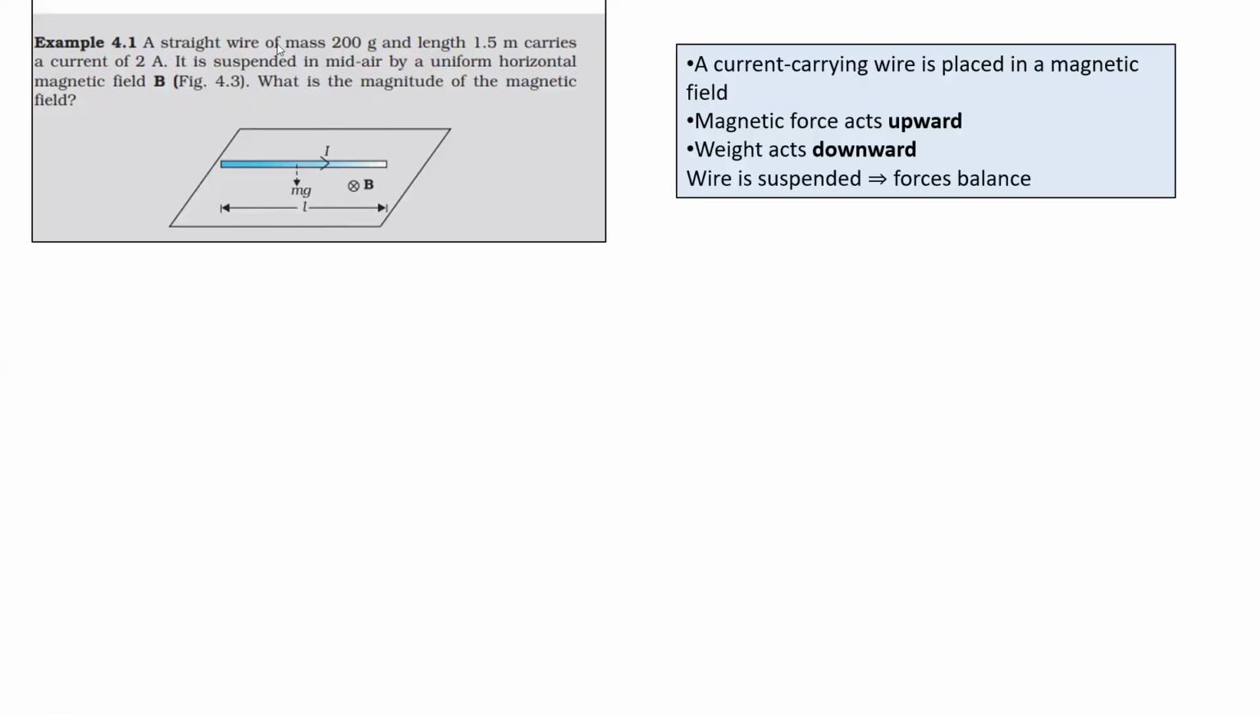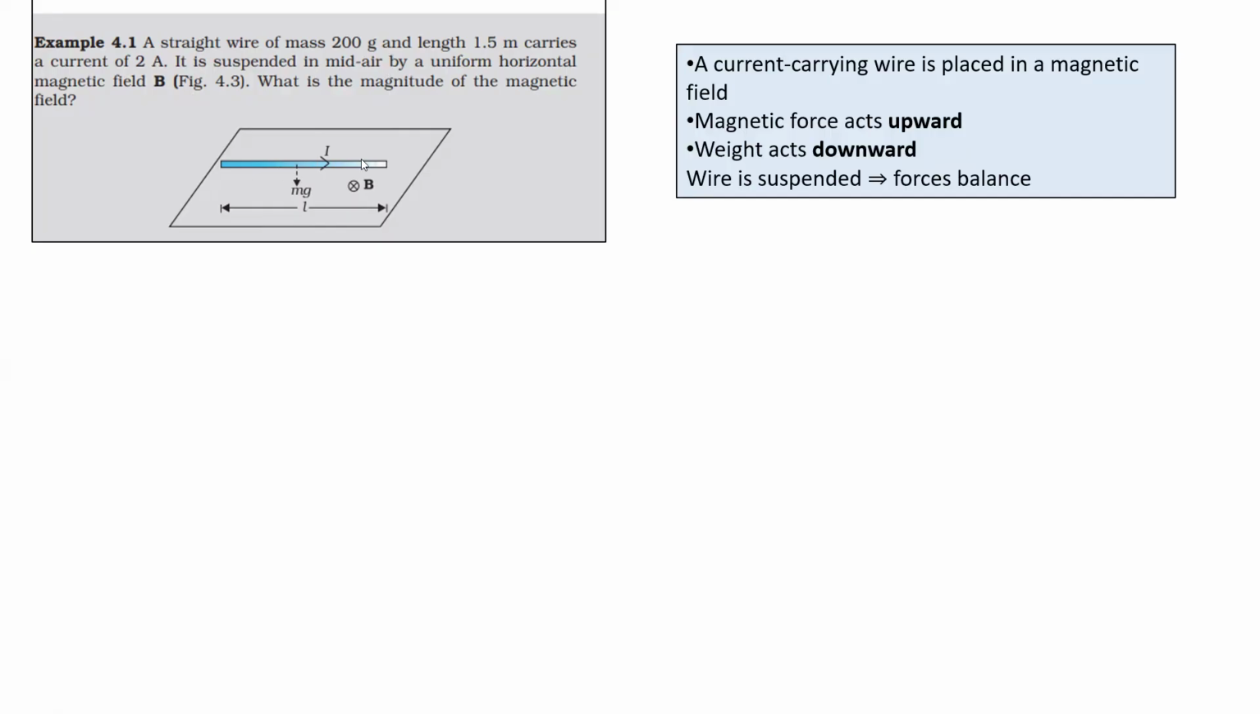4.1. A straight wire of mass 200 gram and length 1.5 meter carries a current of 2 amps. It is suspended in mid-air by a uniform horizontal magnetic field B. What is the magnitude of the magnetic field?